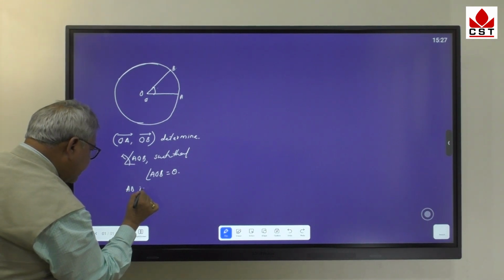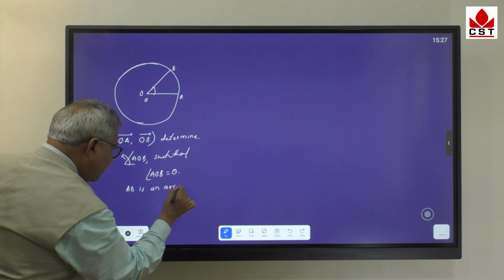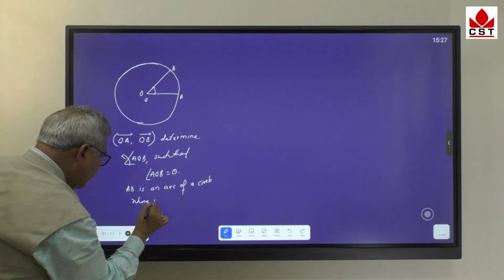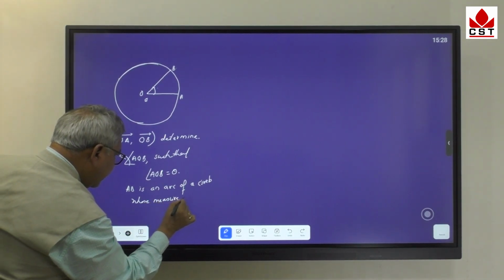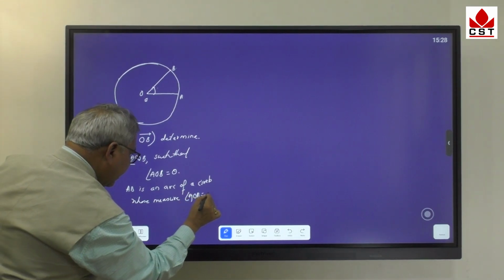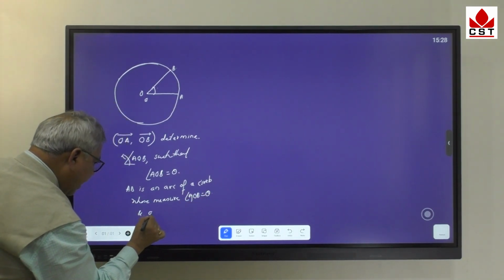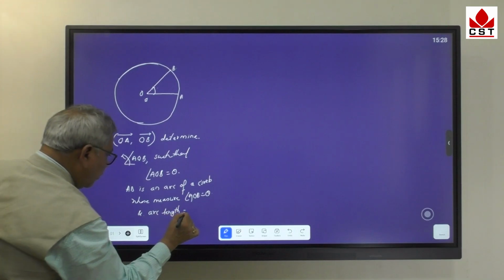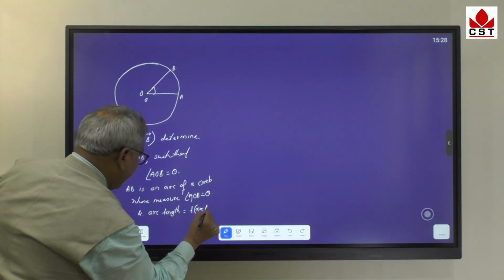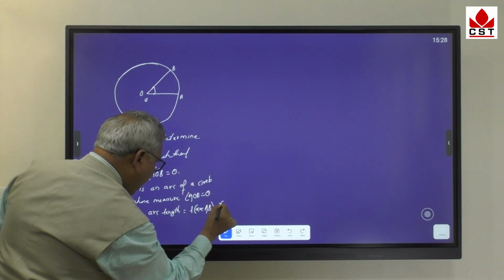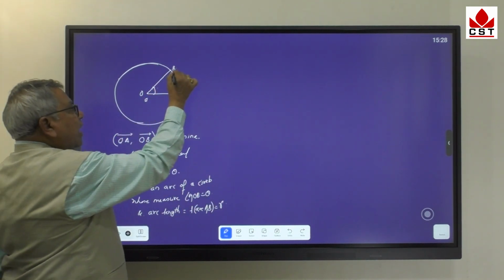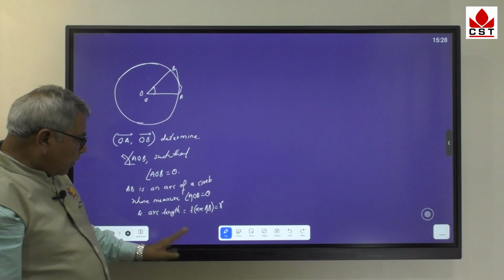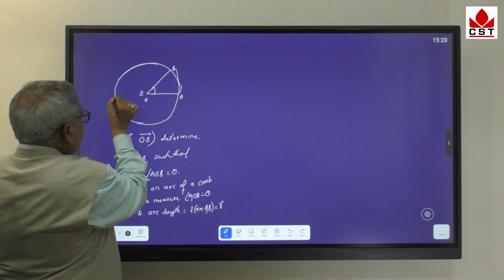AB is an arc of a circle whose measure angle AOB is equal to theta and arc length, the length of arc AB, is equal to R. Say I'm taking the length of an arc. For example, radius of this circle is equal to 5 centimeter. I have taken the AB as a 5. So length of an arc is equal to R. Take a construction here.